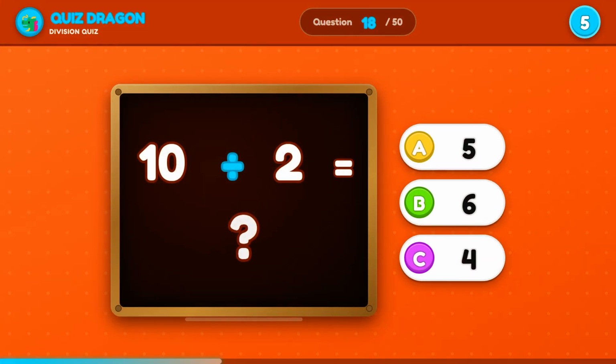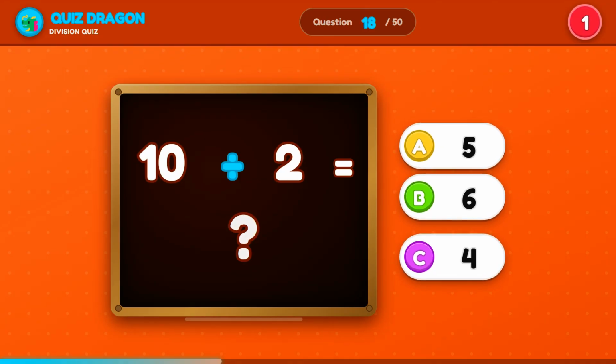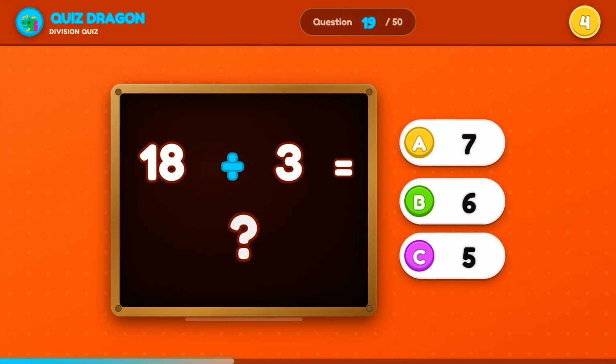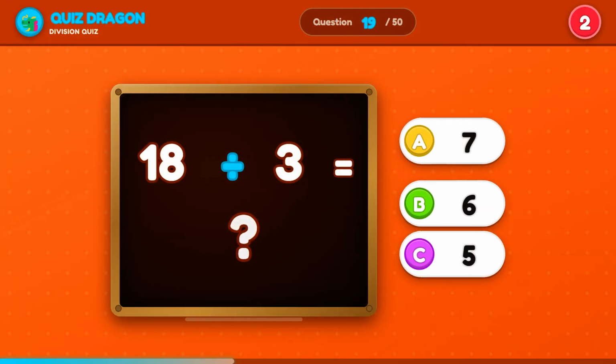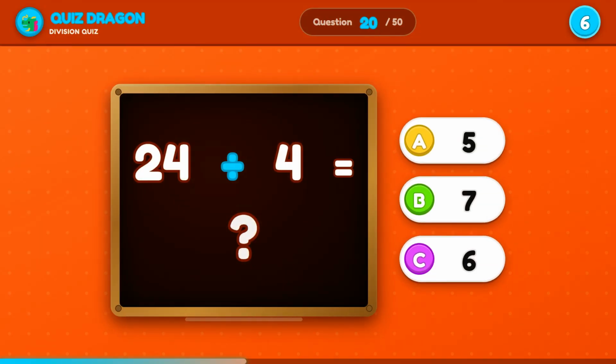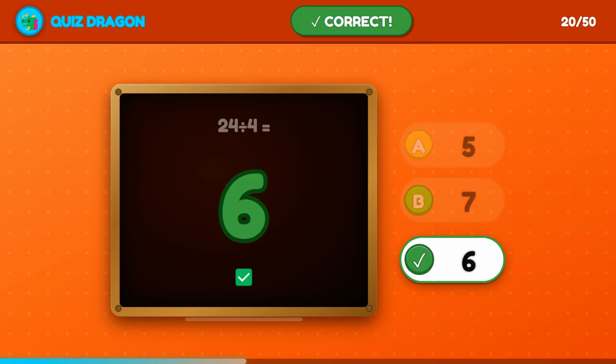Question 18. What is 10 divided by 2? The correct answer is A, 5. Question 19. What is 18 divided by 3? The correct answer is B, 6. Question 20. What is 24 divided by 4? The correct answer is C, 6.